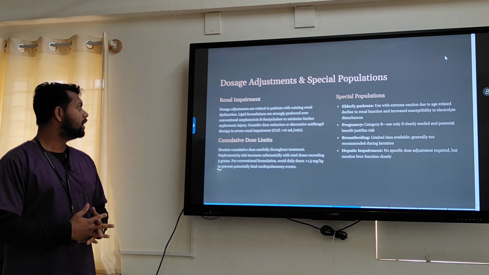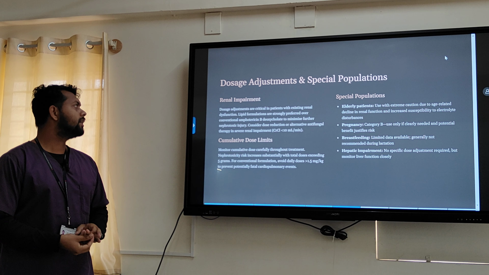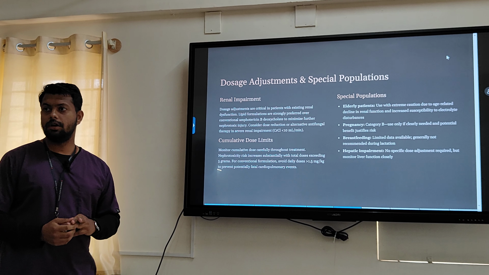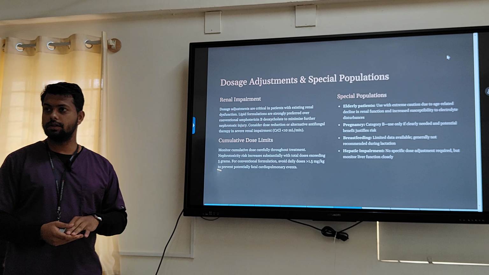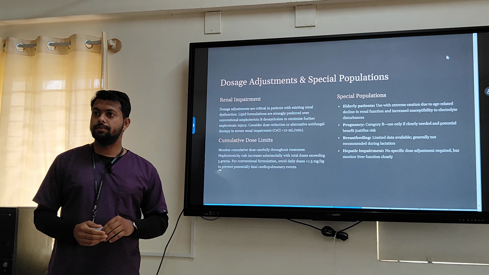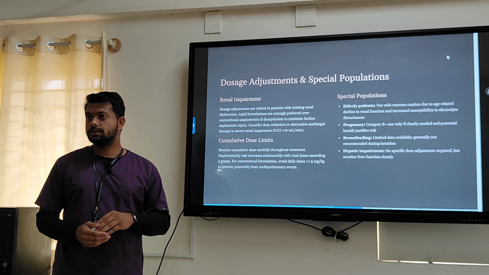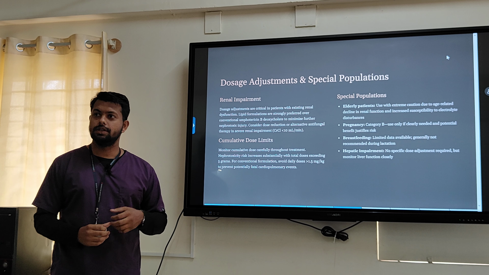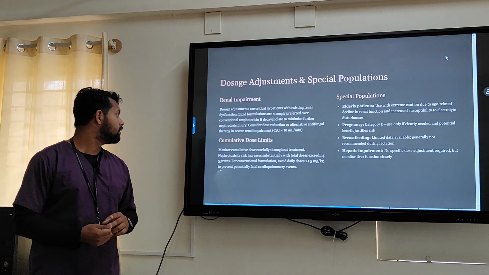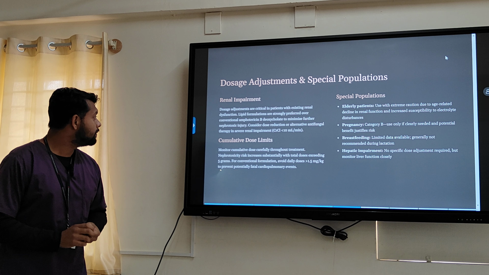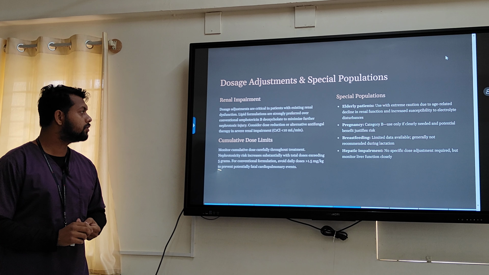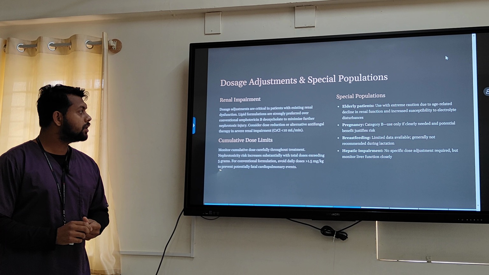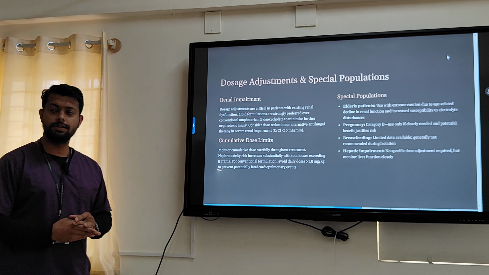There is no dosage adjustment in renal impairment, as this drug itself doesn't require it, but we should check the renal function from time to time, because other drugs might be given that cause nephrotoxicity, such as aminoglycosides, one of the common drugs. The cumulative dose is limited, so monitor the cumulative dose carefully throughout the treatment. Nephrotoxicity risk increases substantially with a total dose exceeding 5 grams. This is the main thing.